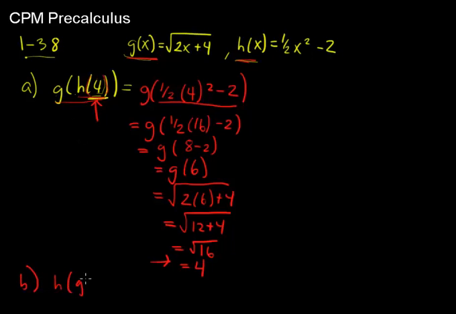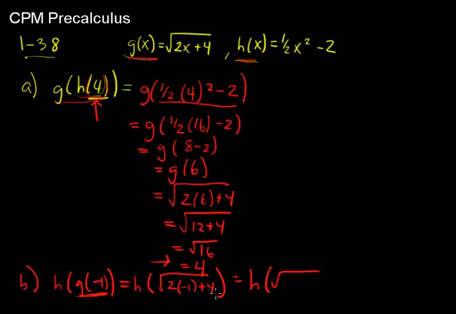So h of g of -1. Okay, so again, we look at the very most inner parentheses, because we have 2 sets. So the inner ones is just telling us that we're going to put an input of -1. Into where? Well, into our function g. So h stays on the outside, and now we plug in into g, we plug in -1. So g is square root of 2x plus 4. So it's square root of 2x, but instead of x, we know we want to put in -1 plus 4. And that's equal to, keep h on the outside, 2, so square root of -2 plus 4.